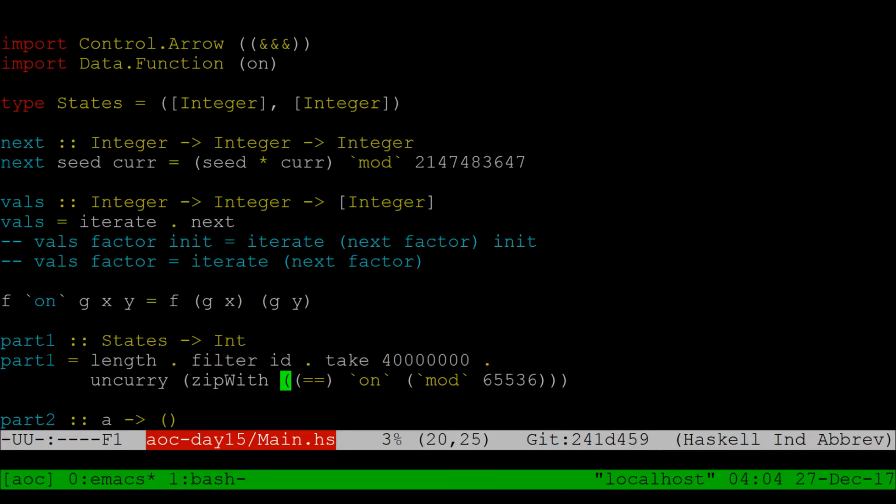If you have 2 things of a different type that you know how to convert to that first type. So this function here, equals on mod 65536, is basically a function which takes 2 values and checks whether their lower 16 bits are the same. Pretty cool, right? This function is so amazingly terse. How would you write that in some other language?